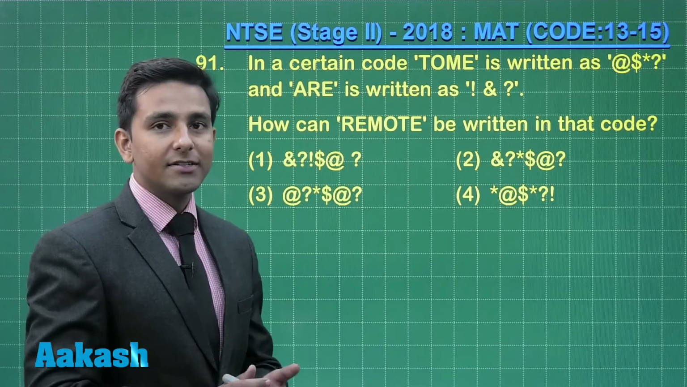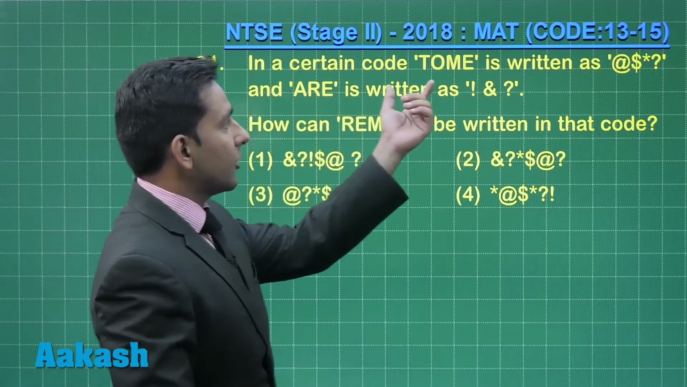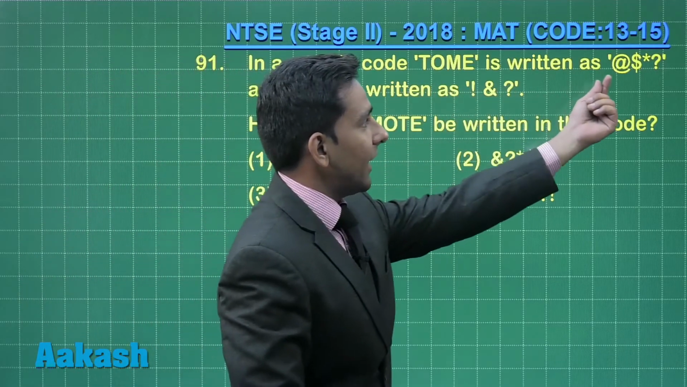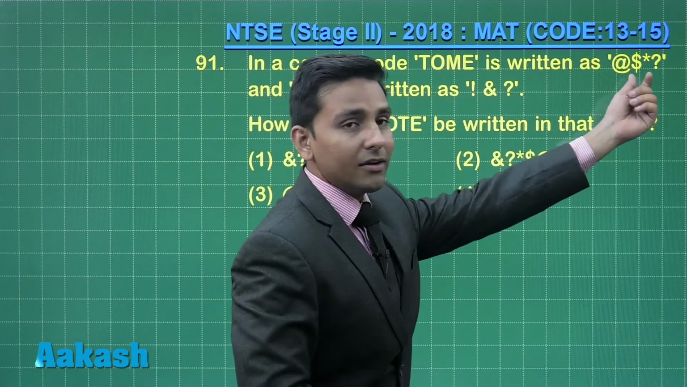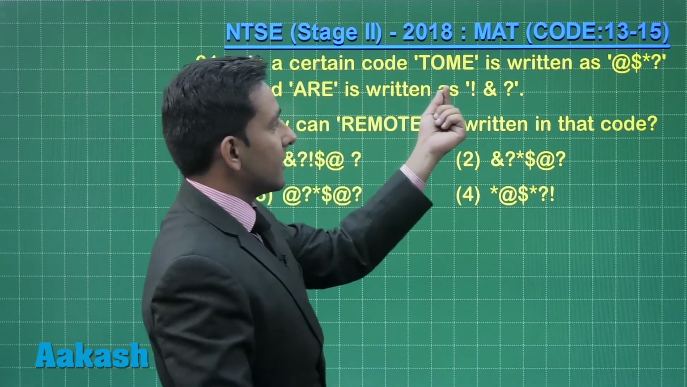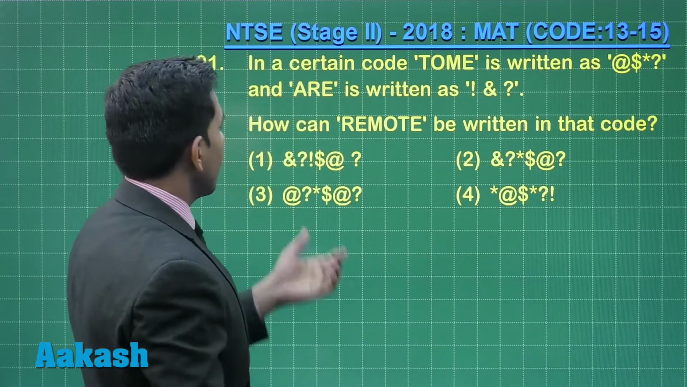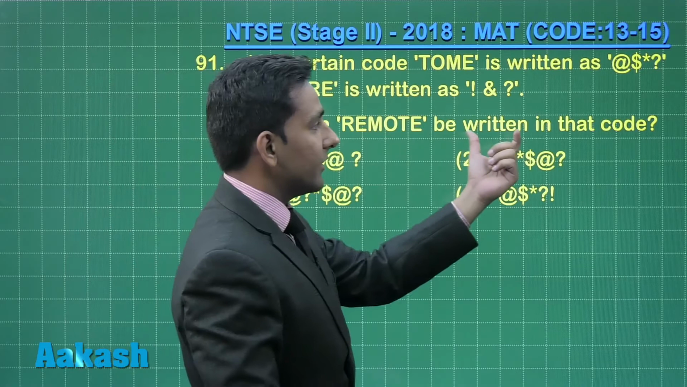Now friends, let's discuss question number 91. In a certain code, Tom is written as $, star and question mark, and R is coded as exclamatory mark and then question mark. How can remote be written in that code?